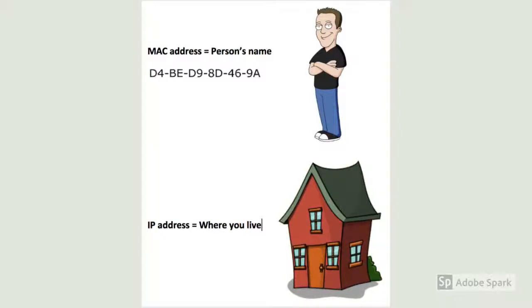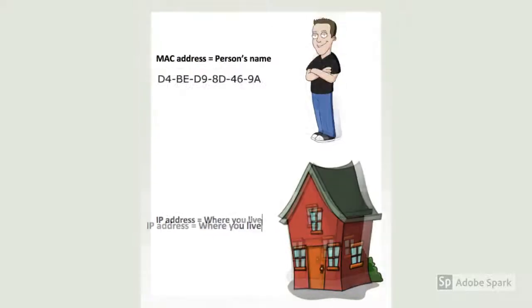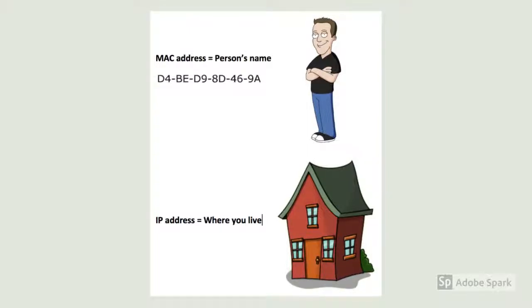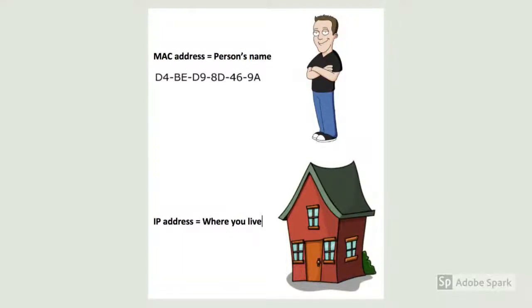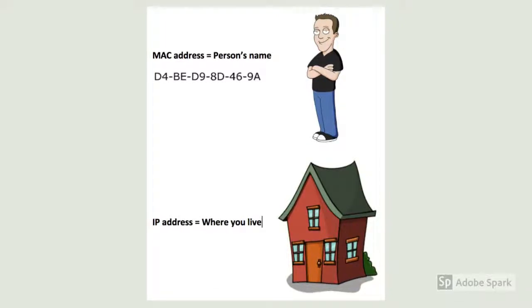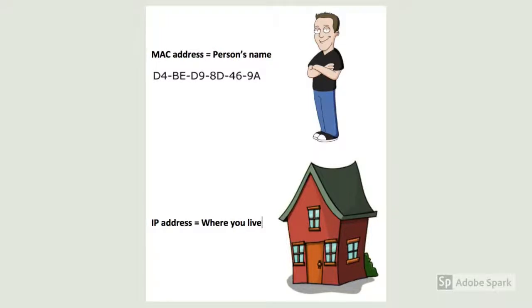You could see the MAC address as your name. The name you have is not going to change throughout your lifetime. The IP, or Internet Protocol address, identifies the network the computer is in. You can see the IP address as where you live. This could be more temporary. Unlike your name, which will not change, where you live over the course of your life certainly can.